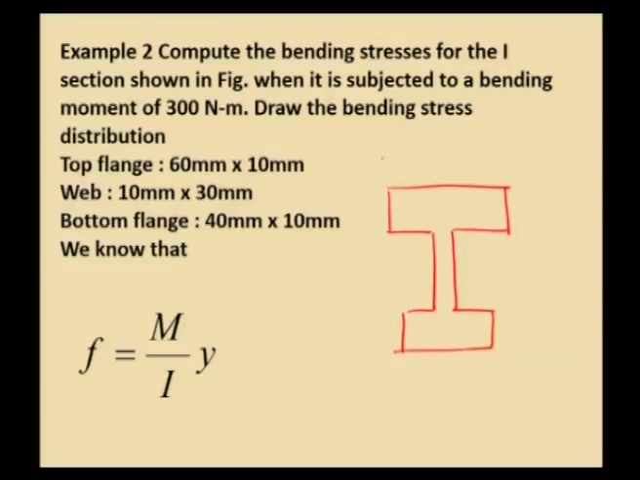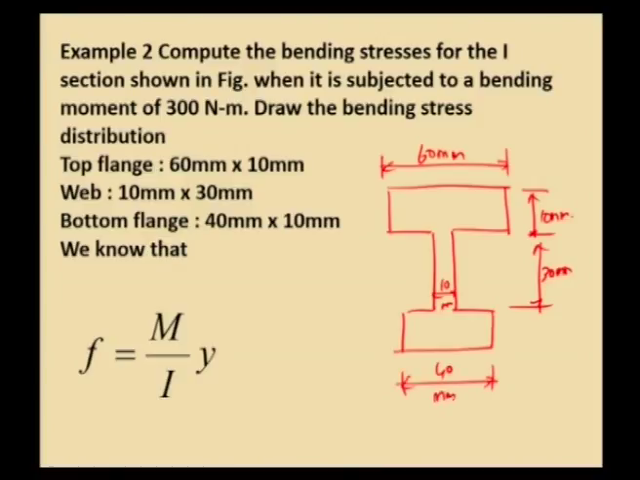So, the top flange is 60 mm by 10 mm. Always the first dimension will be the horizontal dimension followed by the vertical dimension. So, the vertical dimension is 10 mm. Then the web is 10 mm by 30 mm. So, 10 denotes the width; always the first dimension will be the width or horizontal dimension and the second dimension will be the depth, 30 mm. And then the bottom flange is of dimension 40 mm by 10 mm.